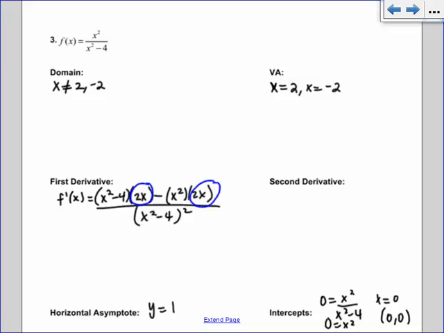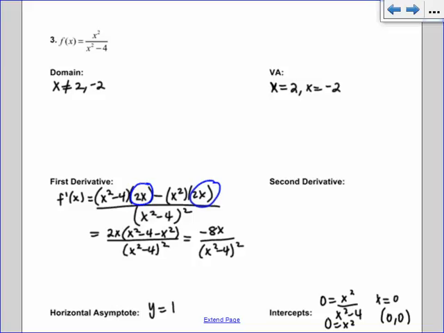Okay, so see how you have a 2x in common? So we can pull that out. Okay, and it's not really a big deal on this one. It's pretty quick anyway if you don't. So I have x squared minus 4 minus x squared. So that becomes a -4 times 2x. So I'm going to get -8x over x squared minus 4 squared.